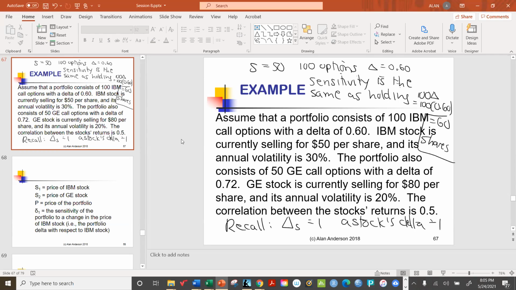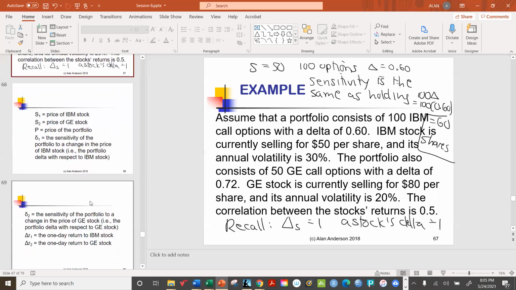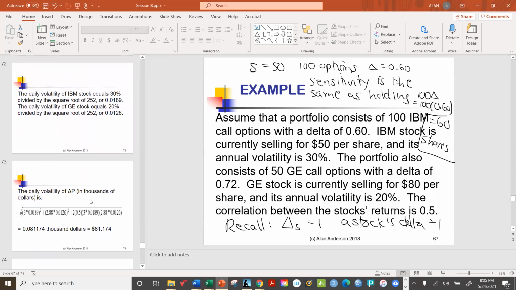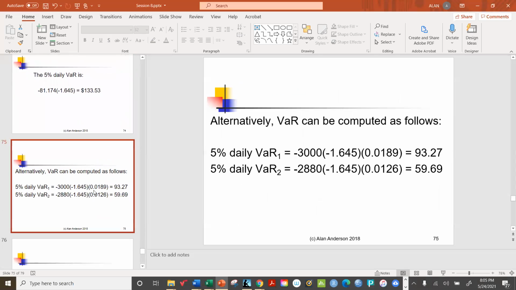And because the stock is selling for $50, we can pretend or treat this portfolio as if it contained $3,000 worth of the stock. In other words, 60 shares at $50 each. And we can use that information to come up with the VAR of just those 100 options.